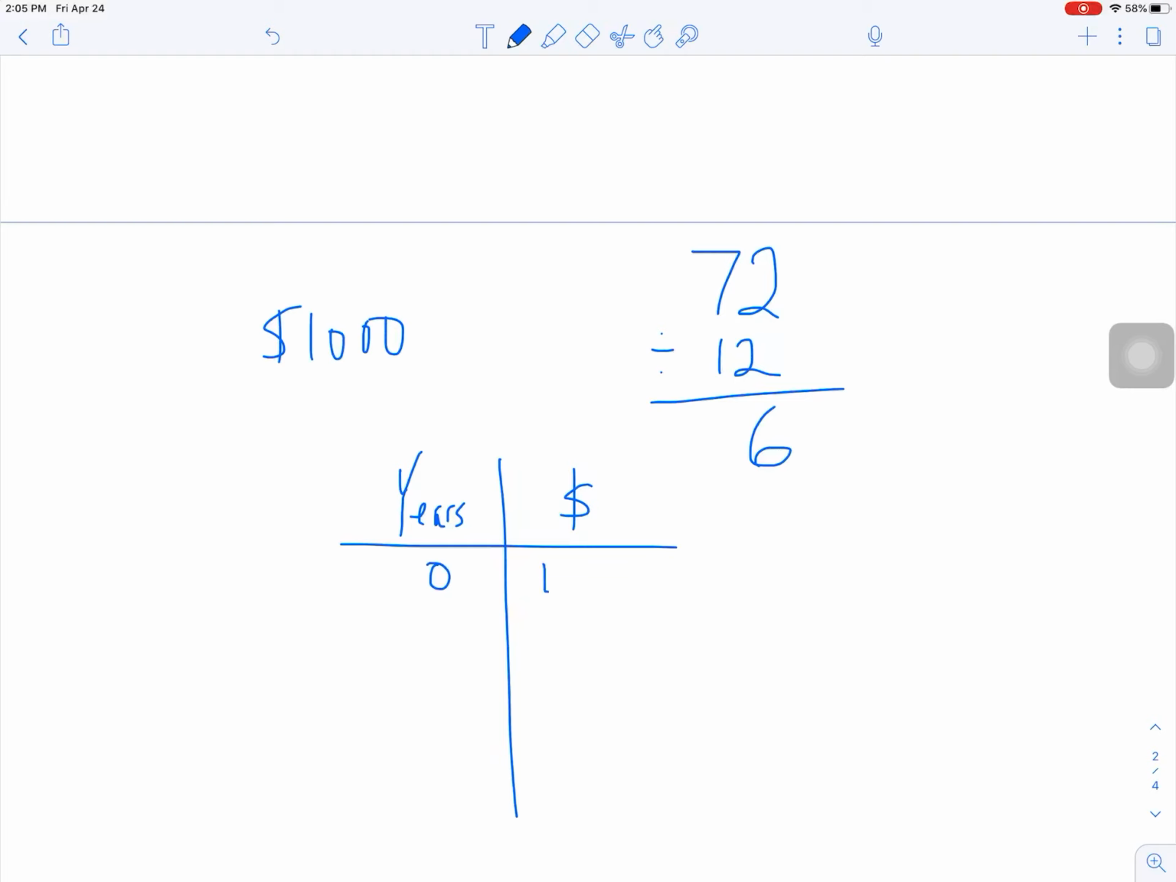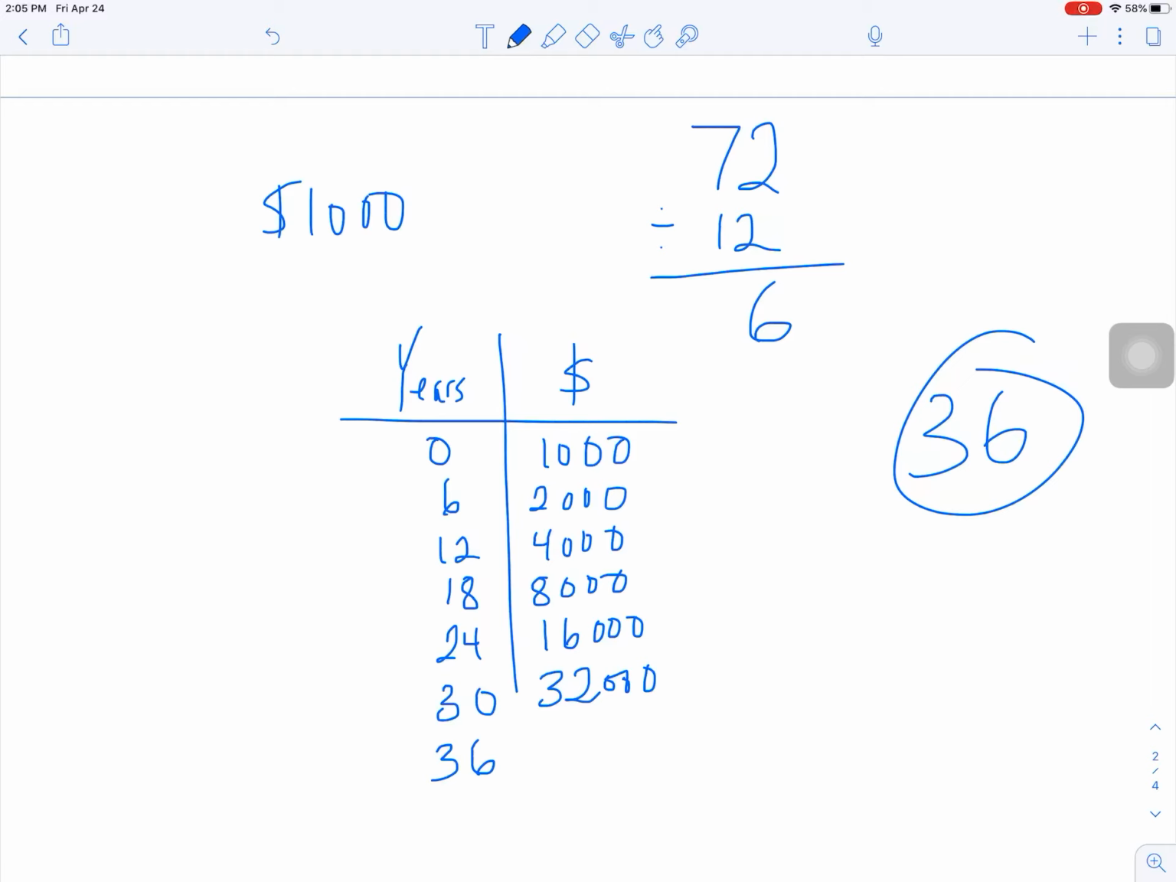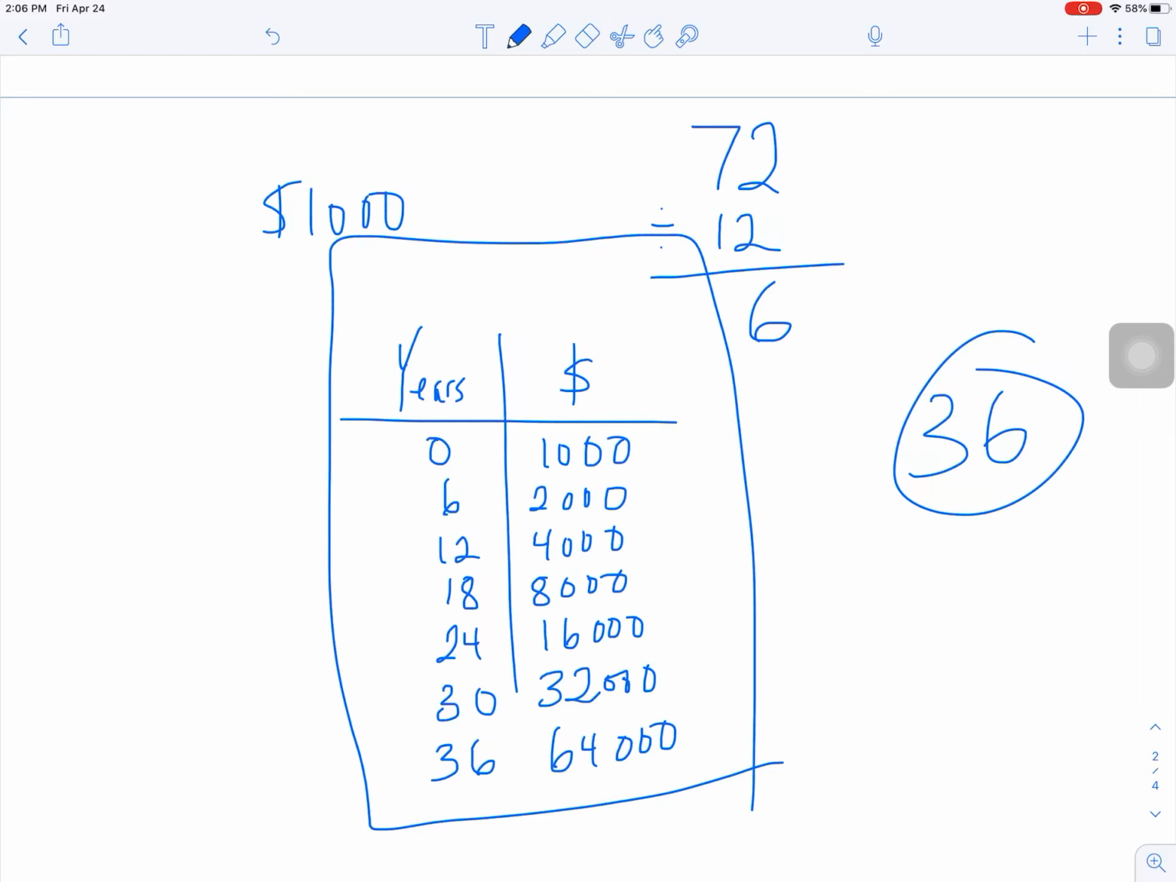So at 0, we're at 1,000. At 6 years, we're at $2,000. At 12 years, we're at $4,000. At 18 years, we're at $8,000. And it's asking 36 years, so let's keep going. 24, we're at $16,000. And then at, what did I miss? Yeah, 24, 30, we are at $32,000. Remember, 36 years. And 36 years, we are going to be at $64,000.